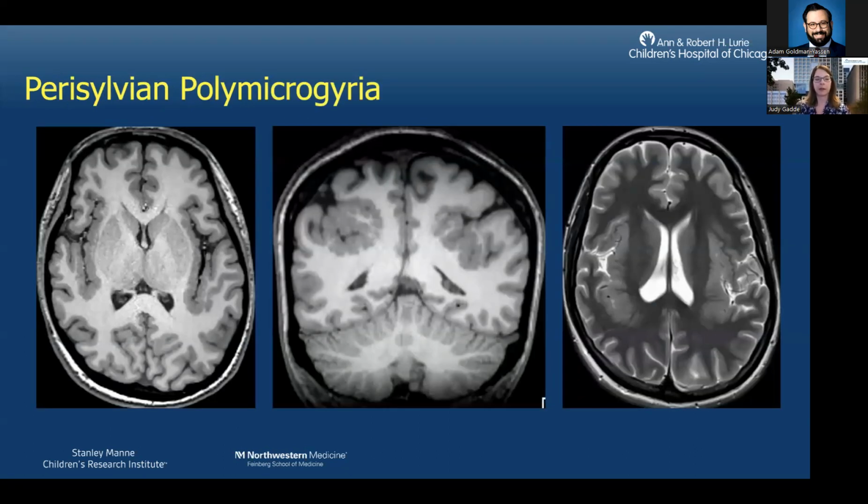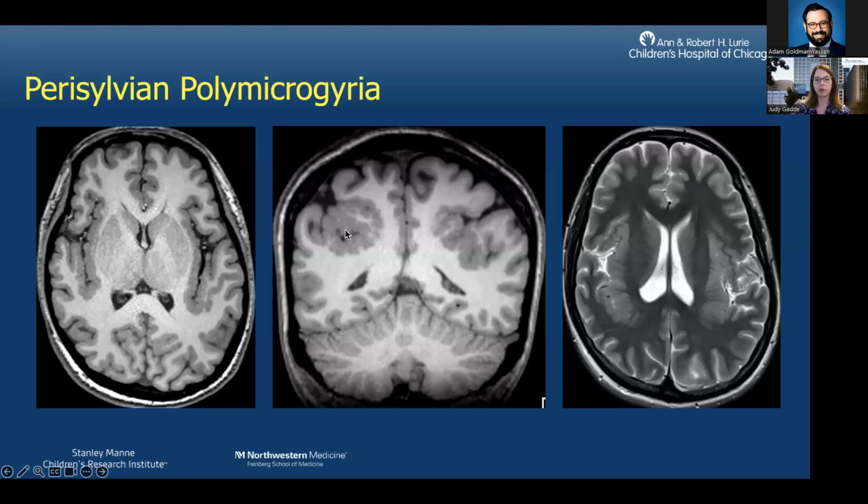So here's an example of that bilateral perisylvian polymicrogyria. This is not super uncommon. I've seen several cases of this so far in my practice. And again, I think it's just helpful, at least for me, to describe these as lumpy bumpy. On axials, I think it can be a little tricky to pass by this, but super important, of course, to look at your other sequences and look at all imaging planes.